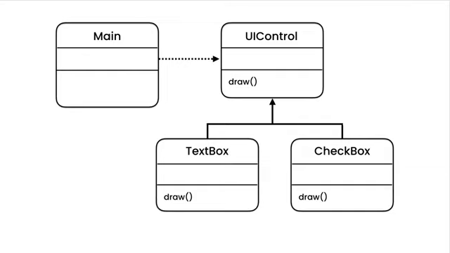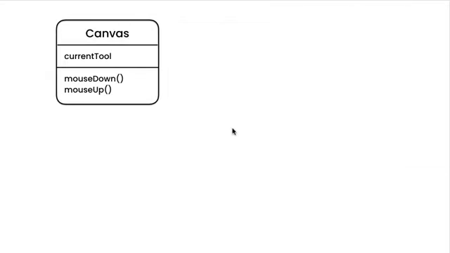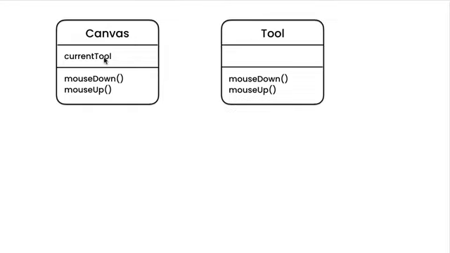Now we can use the same technique to get rid of those ugly if and else statements in our canvas class. So here's our canvas class. We have the current tool field and these two methods. We want these methods to behave differently depending on the current tool. So we introduce a new class called tool. This is going to be an abstract class like our UI control. In this class, we're going to declare two abstract methods, mouse up and mouse down.